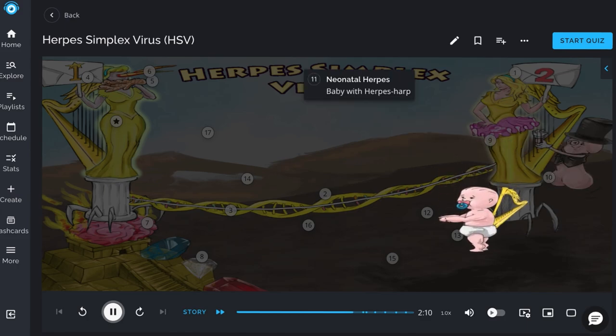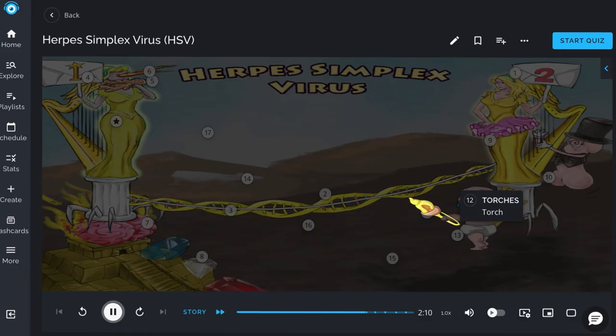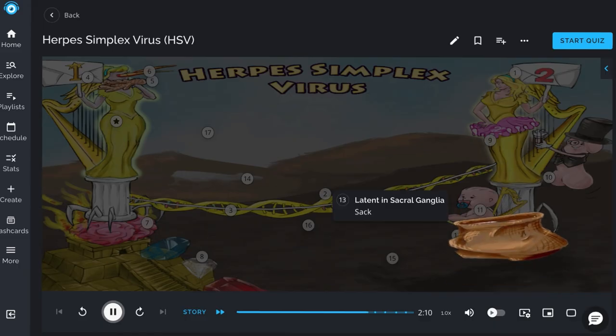Infants that pass through the vaginal canal in a female with an outbreak of genital herpes can develop neonatal herpes, shown by the baby, which is a TORCHES infection. Type 2 HSV becomes latent in the sacral ganglia, the sac in this picture.